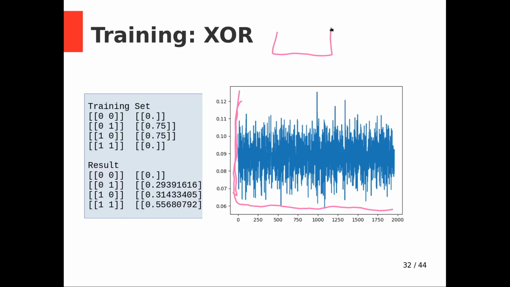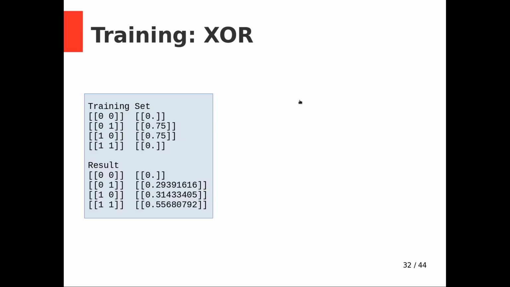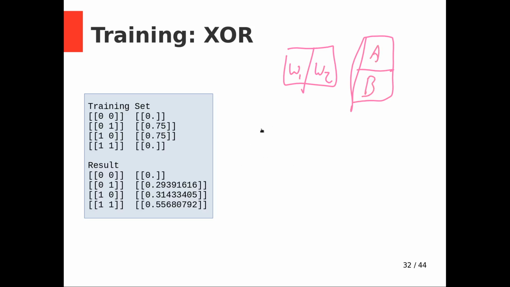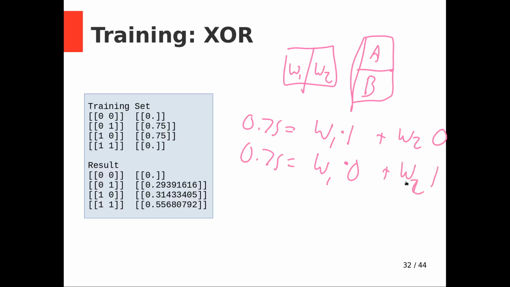And again, it's the same problem, right? We have two weights, and what we want is some assignment of W1 and W2 such that W1 times 1 plus W2 times 0 is 0.75, and also W1 times 0 plus W2 times 1 is 0.75, but W1 times 1 plus W2 times 1 is 0.